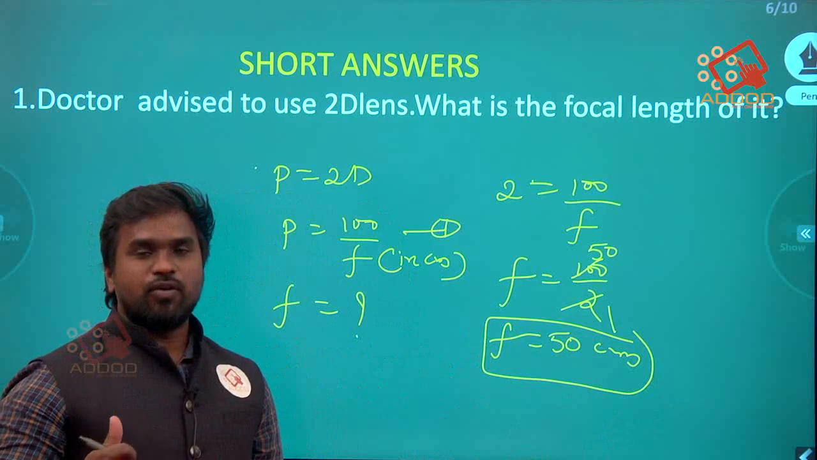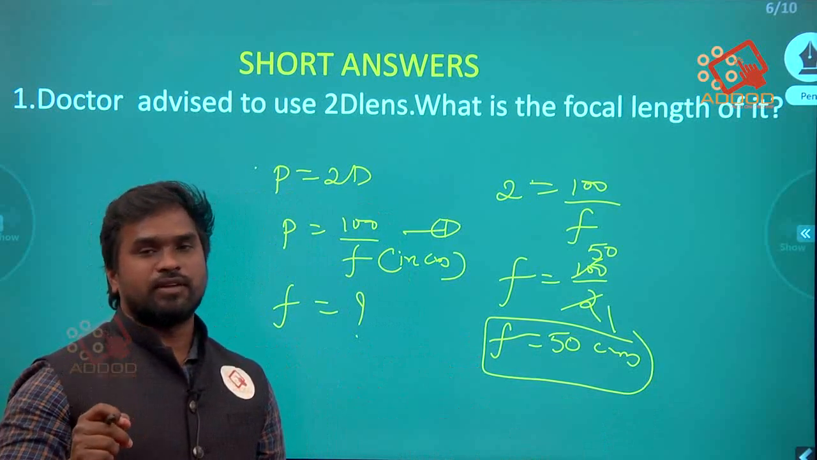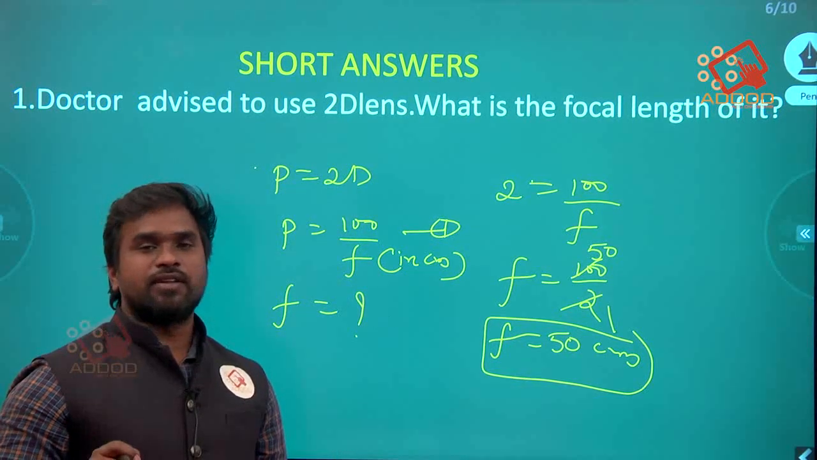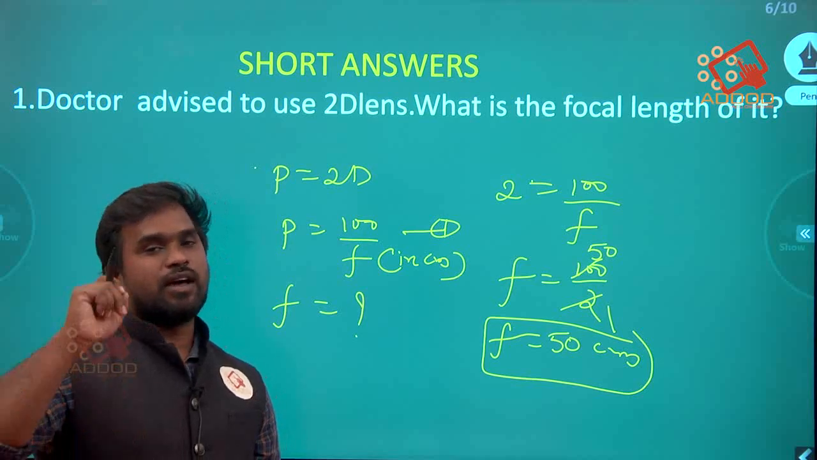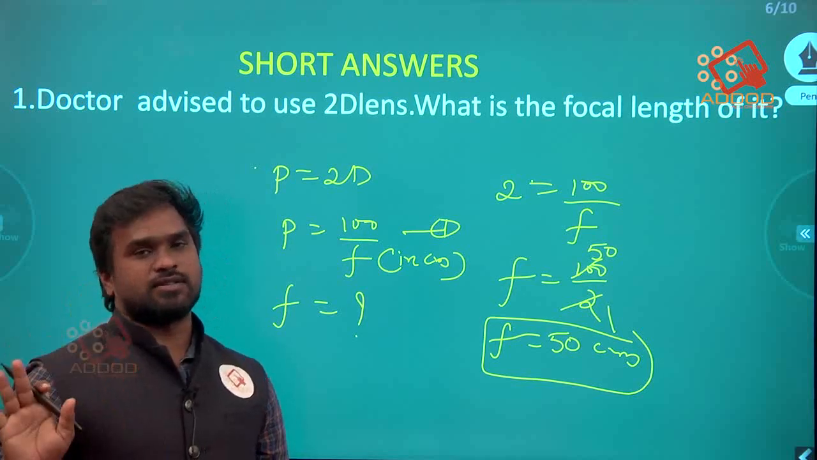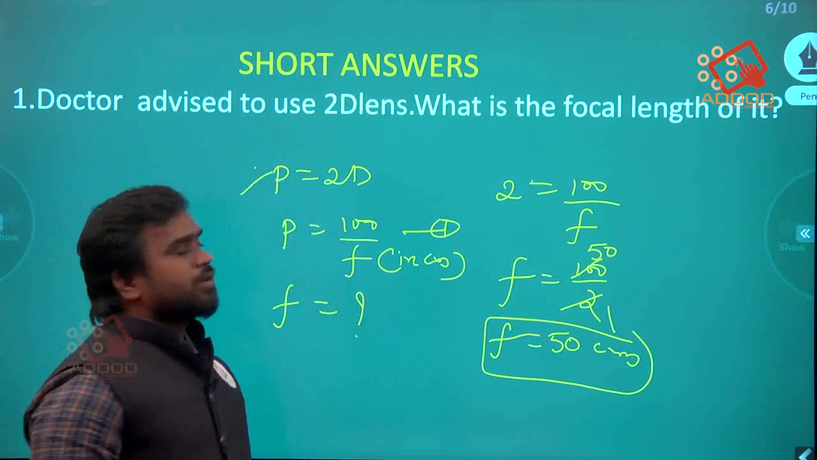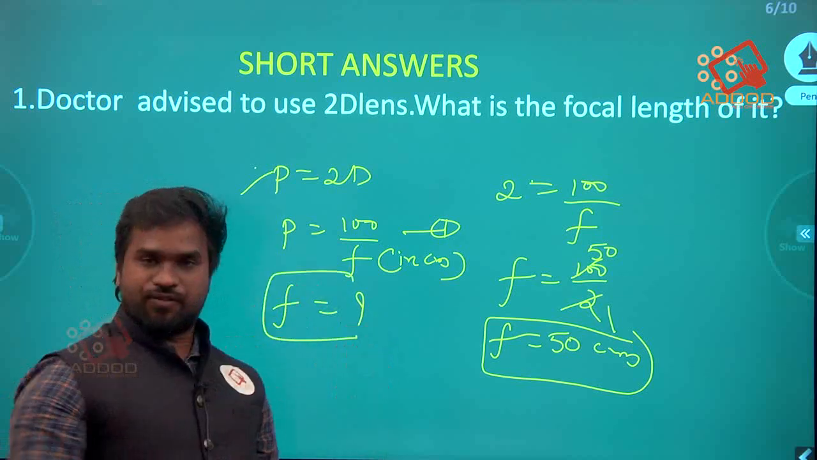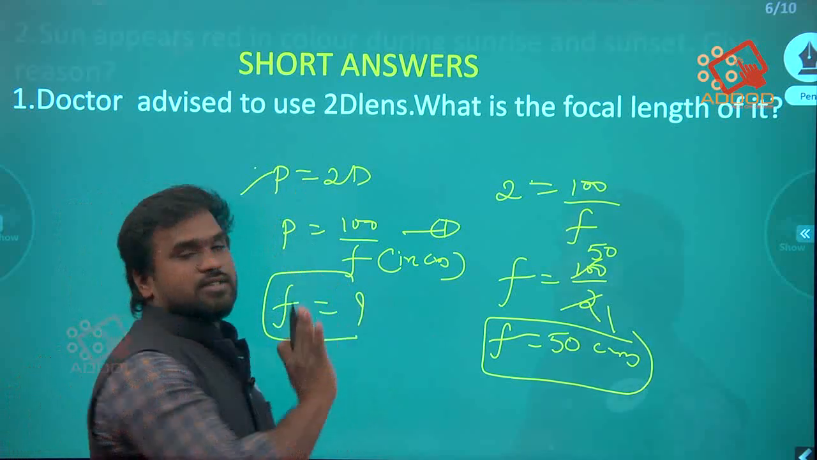Before solving the problem, you should observe the problem carefully, and after that you take the given values. After that you write the appropriate formula, then you substitute the values, and you will get the answer. Here the given value is P is equal to 2D, and he has to find F. We know the formula, we know the values, we will get the answer.